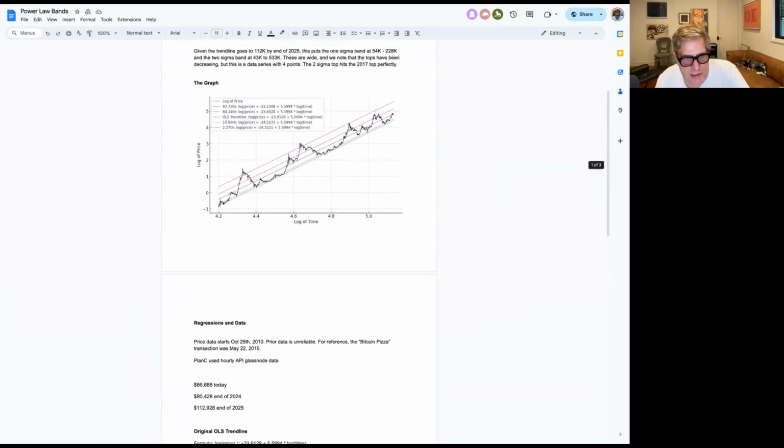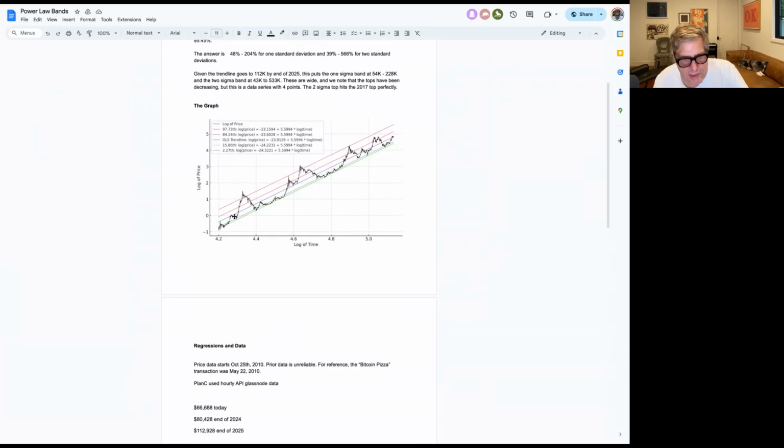Now, if we go back to this graph here, first of all, we see this model doesn't really model the tops. So it doesn't really connect the tops. And Plan C did a model where he actually connects the tops and puts a regression on the tops. And that would argue for less upside. I don't really want to say these tops are necessarily that indicative. I like this approach better, where we're just looking at this overall amount of data.